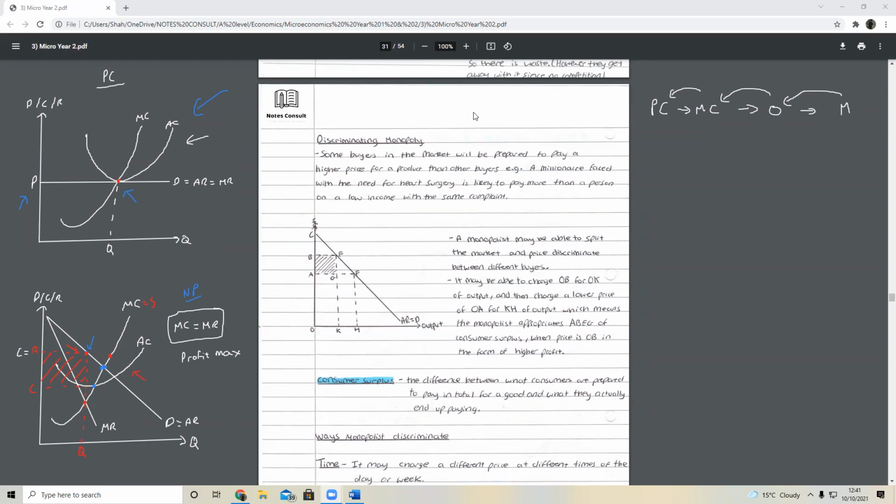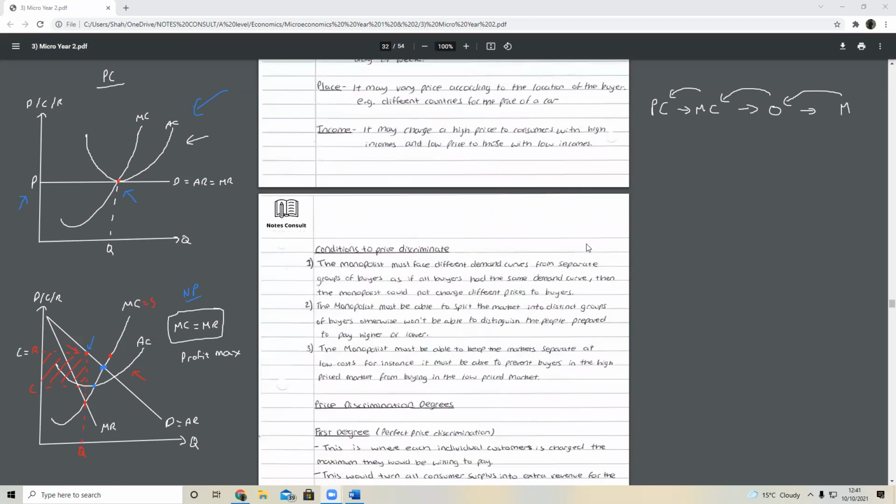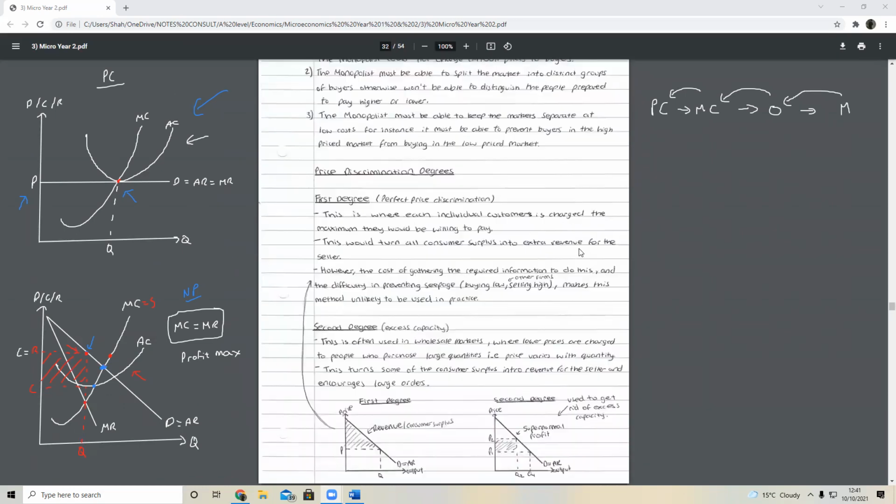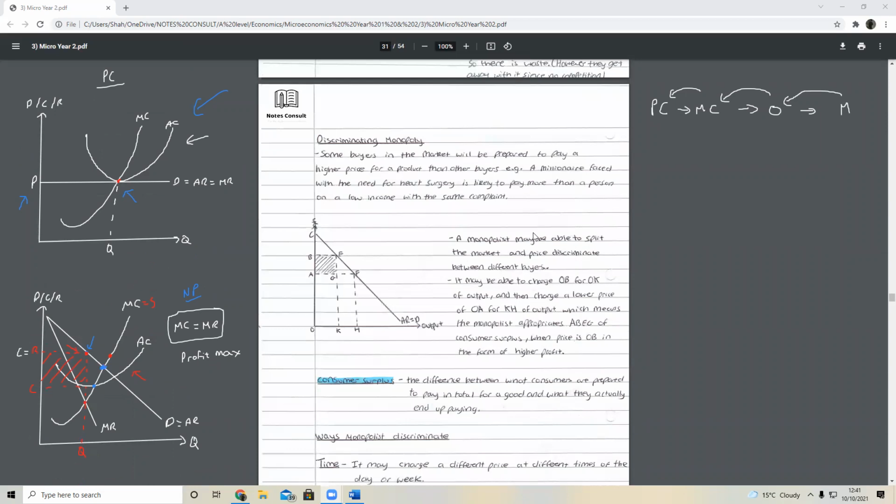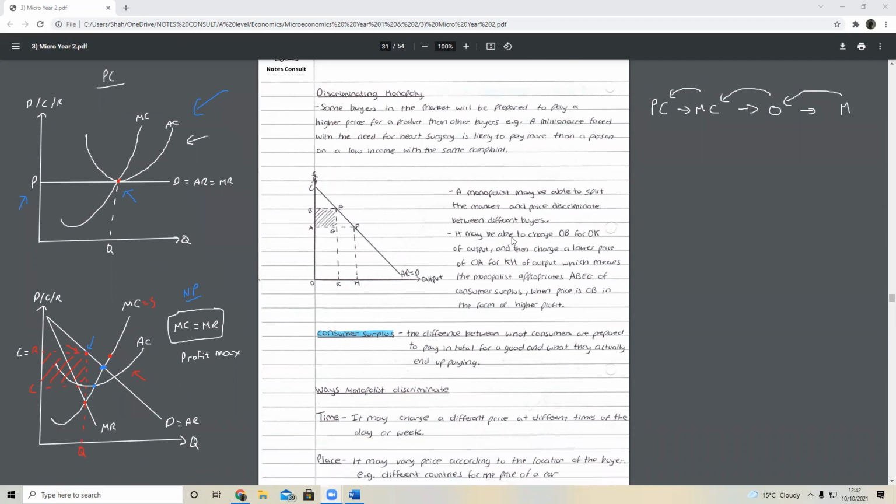So we want to look at these massive firms a bit further and some of the activities that they do. One way we look at them is how monopolies, these massive corporations, can discriminate against consumers. This is a topic in itself that we're going to look at. If we read this, some buyers in the market will be prepared to pay a higher price for a product than other buyers. For example, a millionaire faced with the need for heart surgery is likely to pay more than a person on a low income with the same complaint. A monopoly knows this, and it will try to discriminate between these two types of buyers. When I say discriminate, it will try to charge different prices for different segments of the market. They do this because they want more money. It only makes sense.